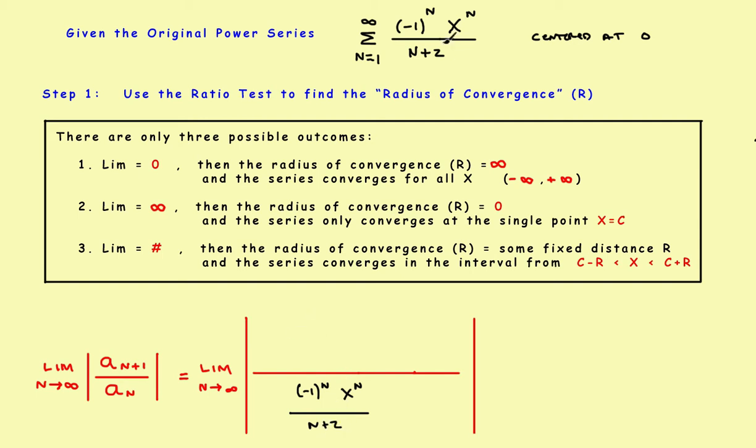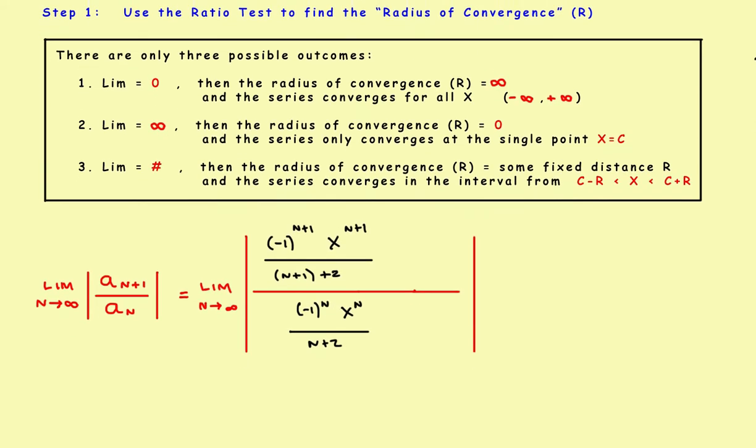Then in the numerator, everywhere you've got an n, replace it with an n plus 1. So this is going to be minus 1 raised to the n plus 1. Then I'll have x raised to the n plus 1. And then divided by, and again, I'll put it in parentheses, but replace that n with an n plus 1. So I'll have an n plus 1, then plus 2. So when you set it up, it's going to look like that.